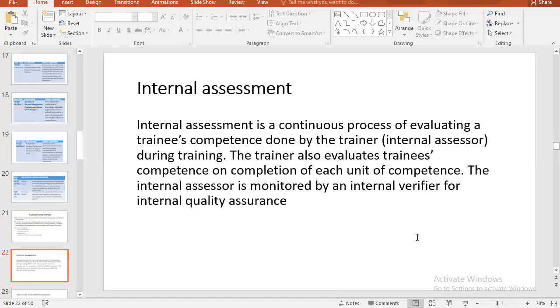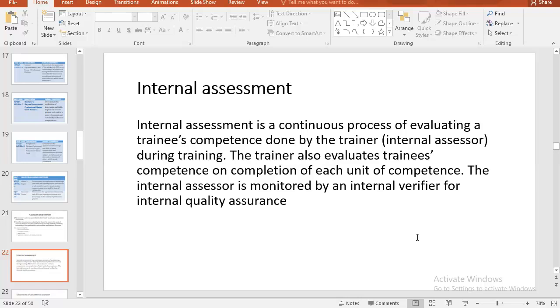Internal assessment. Internal assessment is a continuous process of evaluating a trainee's competence done by the trainer or the internal assessor during training. The trainer also evaluates trainees' competence on completion of each unit of competence. The internal assessor is monitored by an internal verifier for internal quality assurance.